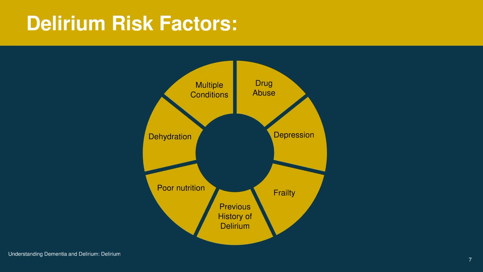If there's been a previous history of delirium, the person is more likely to go on to develop it again. Poor nutrition, again, and dehydration. So if the person's not eating or drinking properly. So as you can see, somebody who has dementia is very much at risk of delirium.